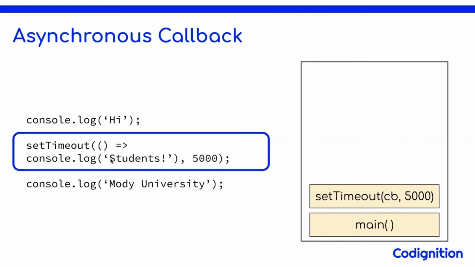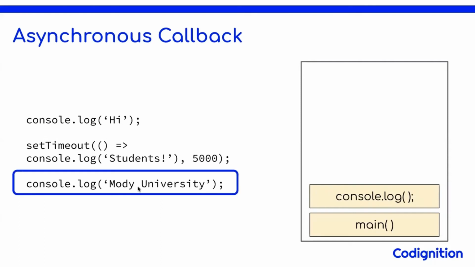It goes to the setTimeout method, the second line. The setTimeout method goes here with the two arguments. One is the callback function, and the second one is the 5000 milliseconds. Then suddenly this goes away. We don't know right now where it goes, but it goes away and sits somewhere else in the corner and waits for the 5 seconds to happen. Then another console.log happens, which prints Modi University.